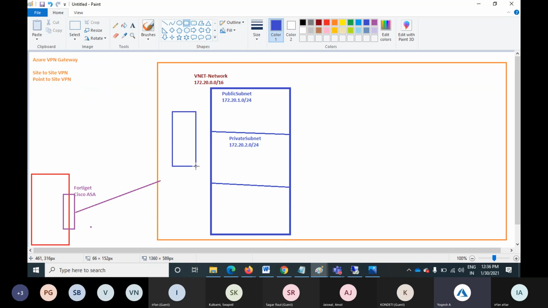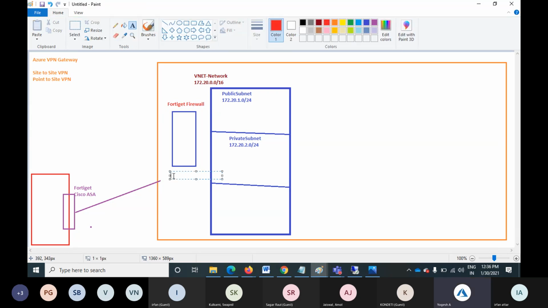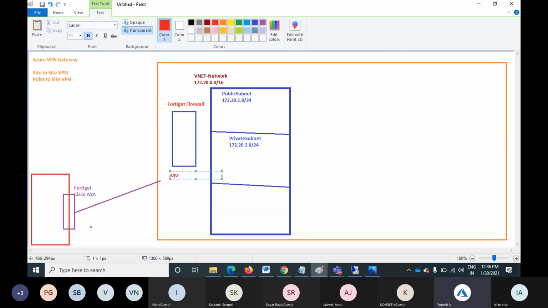The architecture remains the same for all firewalls, whether you deploy on Microsoft Azure, Google Cloud, or AWS. So this is my FortiGate firewall, and the FortiGate firewall is nothing but a virtual machine. As we discussed, the FortiGate firewall comes under infrastructure as a service, right? So this is infrastructure as a service.